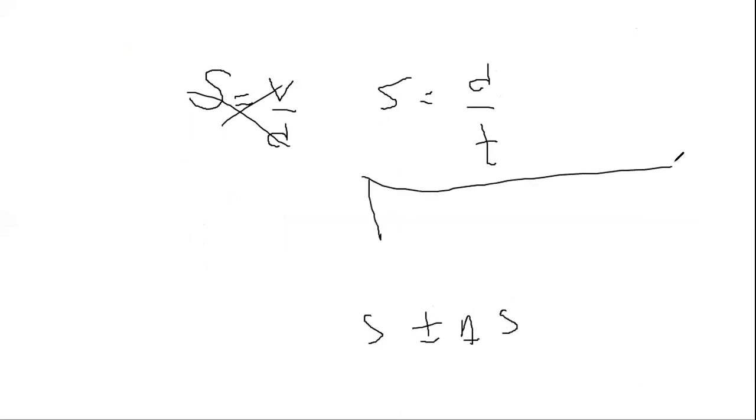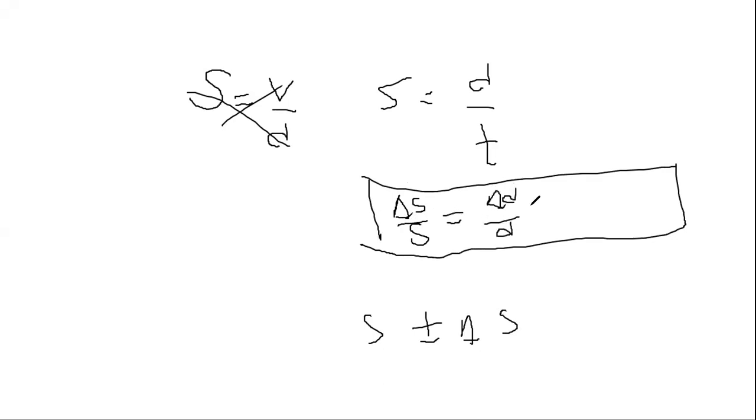So what is the uncertainty formula? You must write for S. So it's going to be changes of S over S equals to changes of D over D plus changes of T over T. Okay, so hope everyone got this formula. You must get an equation.